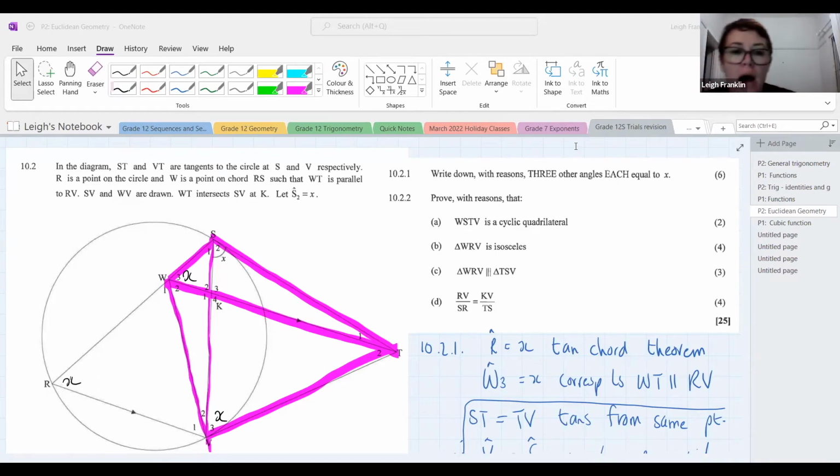Okay, so I always say, and I mean, again, you know, the limitations of us doing this online, if we could sort of turn it around this way and look at it, it might be a little bit more obvious. But ST is the chord that subtends W3 and V3. Okay, and because they are both equal to X, that proves that WSTV is a cyclic quad. Sure, Aisha. So what I was doing is this. Okay, let me rub the pink out again.